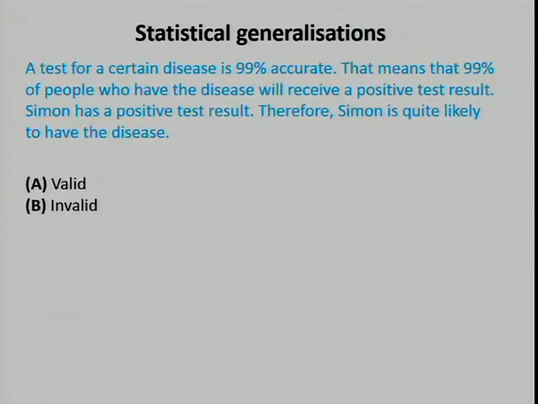Okay. So then we move to a bit more interesting examples. And this is similar to what we were discussing at the beginning. So a test case for a disease. The test is again 99% accurate. We already know what this means. Now Simon has a positive result, and is likely to have the disease. So what is going on here?